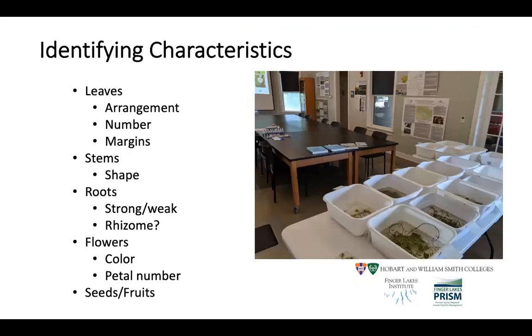So some identifying characteristics, there's quite a few of them to think about, and I'll get into some of these a little bit more, but we tend to look at the leaves. That's the main one. Then we might look at the stems. If we can get the roots out of the sediment, if we pull them, we'll inspect the roots. Do they look strong, weak? Is it a rhizome? Maybe they have tubers.